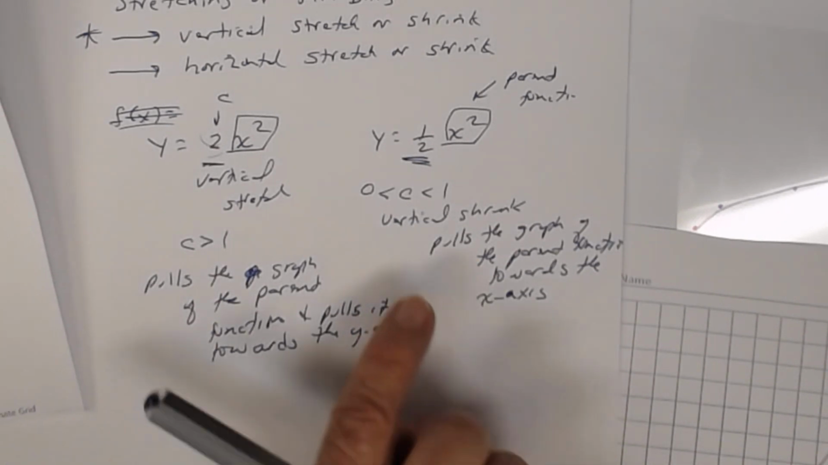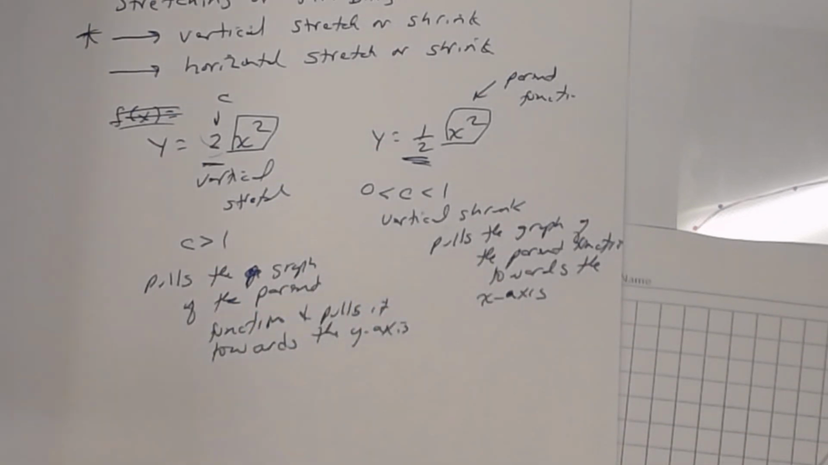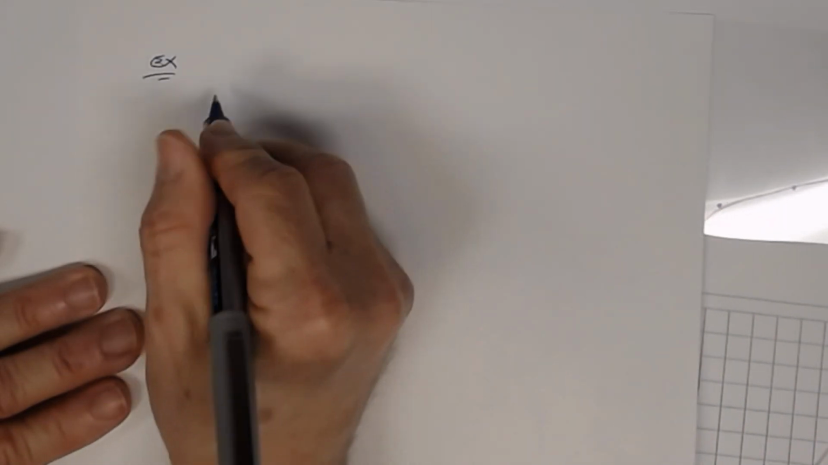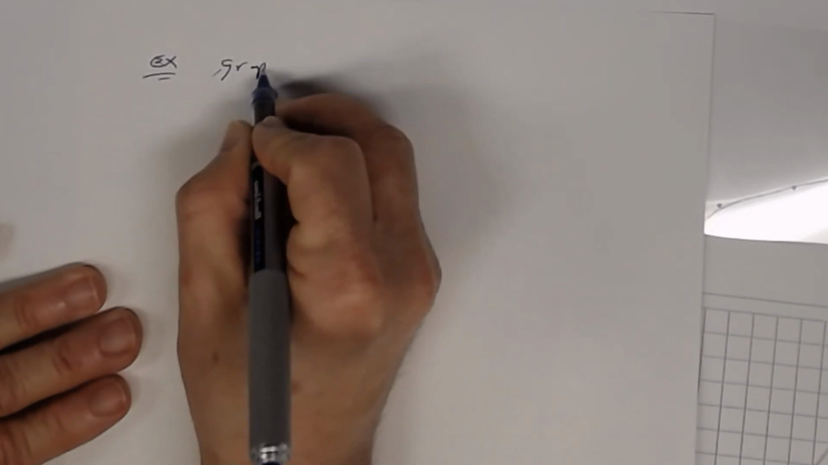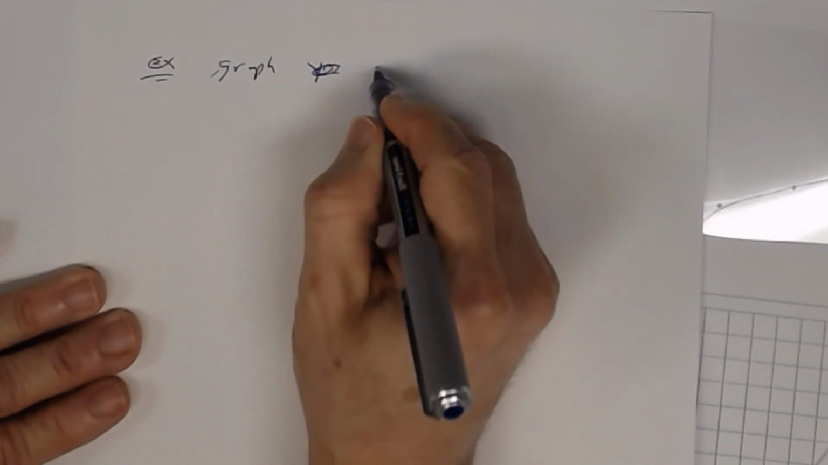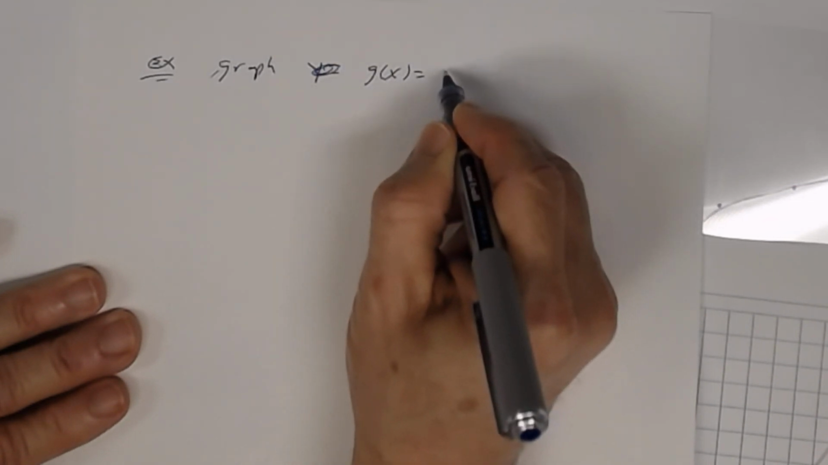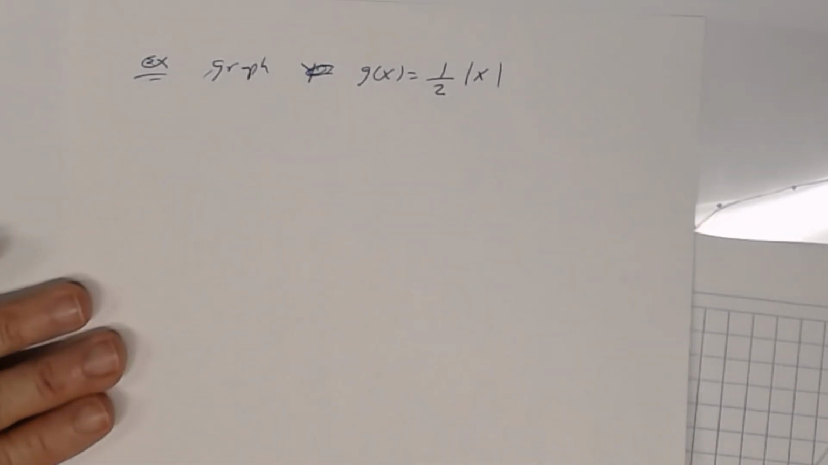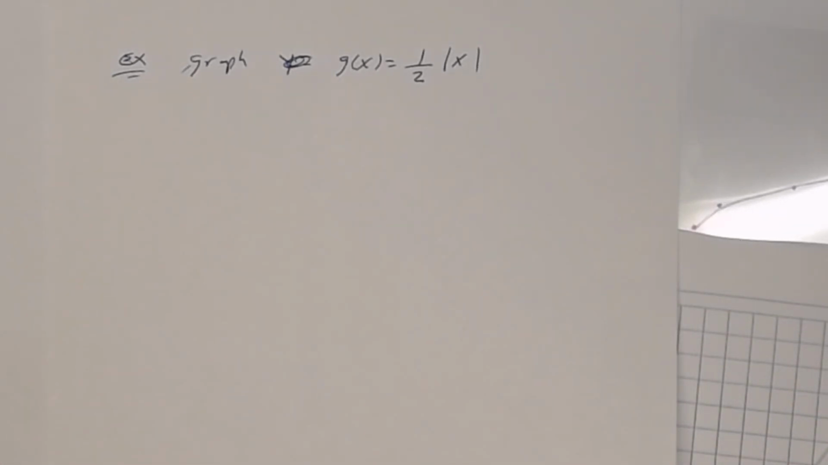All right. So let's look at an example of a vertical shrink. So let's do this one. All right. So let's look at this. So let me write this example. So let's suppose you want to graph y equal, let's do g of x. g of x equal 1/2 times the absolute value of x. So y equal 1/2 times the absolute value of x.